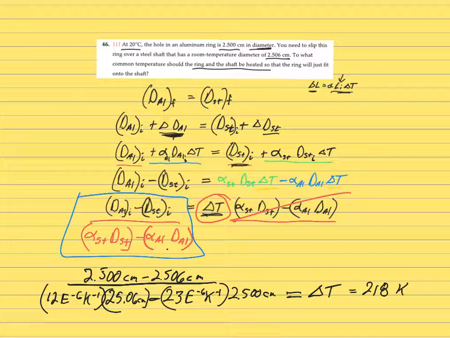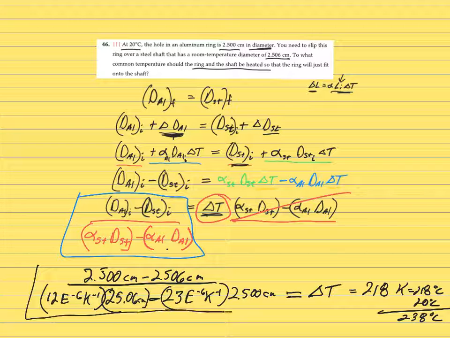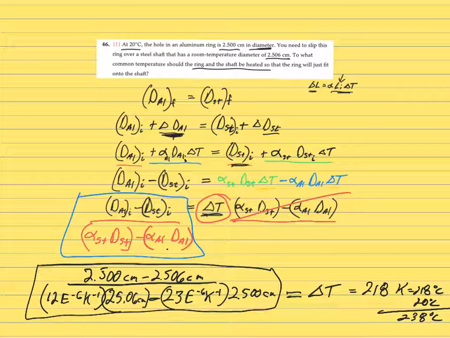Kelvin. But if it changes by 218, we started at 20 degrees Celsius. So the change in T is 218 Kelvin, which is equal to 218 Celsius. But I started at 20 degrees Celsius, so it's going to have to change up to 238 degrees Celsius. You might want to do this math really carefully there.